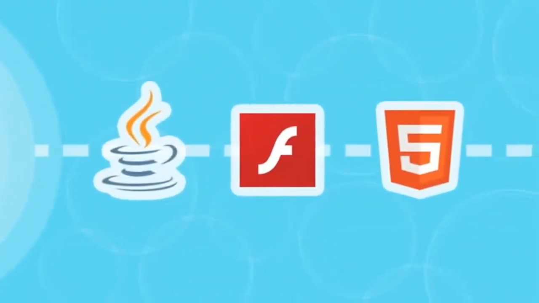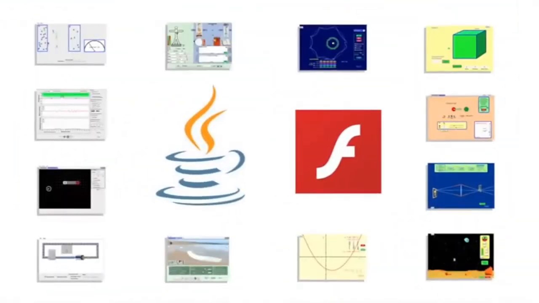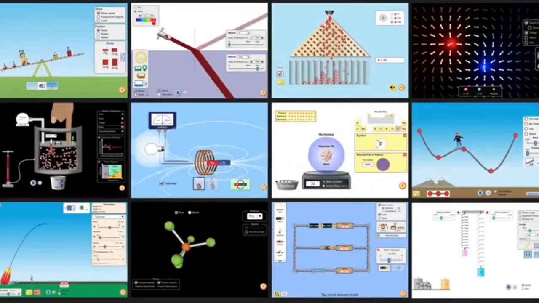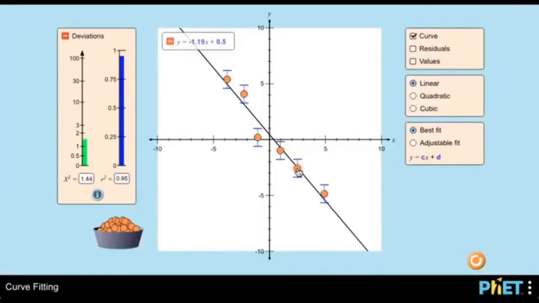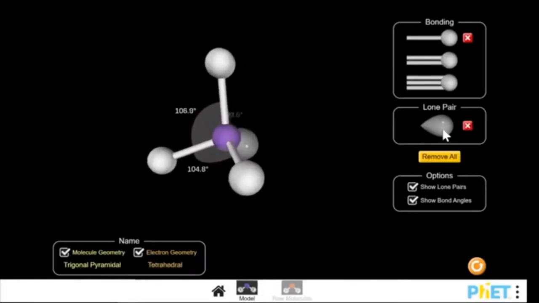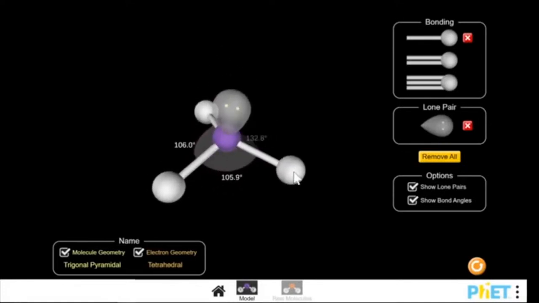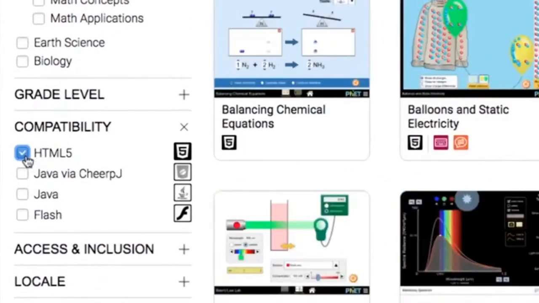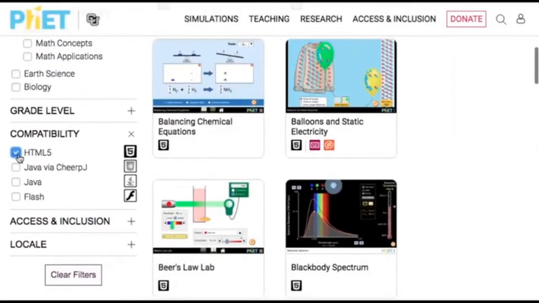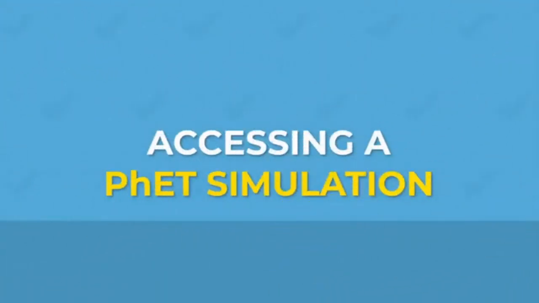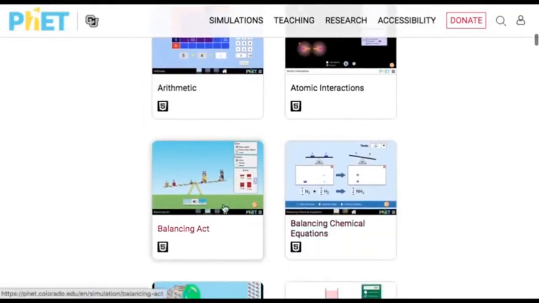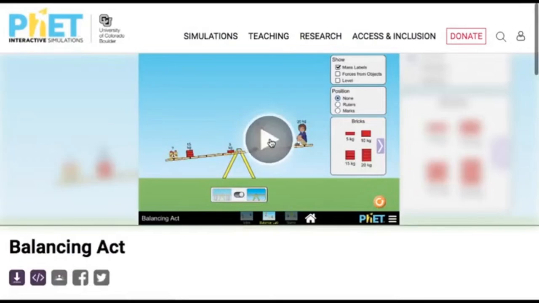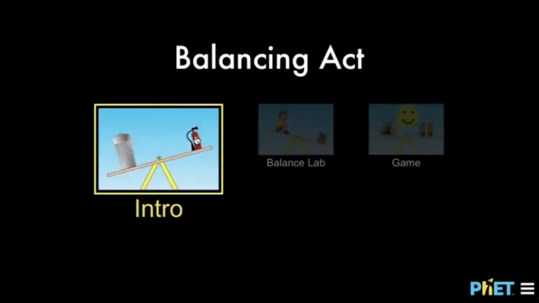Since its founding in 2002, PhET's use of different web technologies has evolved. Although we started with Java and Flash, currently all development has shifted to HTML5. HTML5 allows all new simulations to run on any modern web browser, regardless of device. Since HTML5 simulations are the most modern and easiest to use, to find these simulations, just look for the HTML5 badge on the simulation preview, or select HTML5 in the compatibility section of the filter page. To access HTML5 or Java via CheerpJ simulations, click on the preview icon in the list, then click on the play icon. That's it. Now you can interact with the simulation.